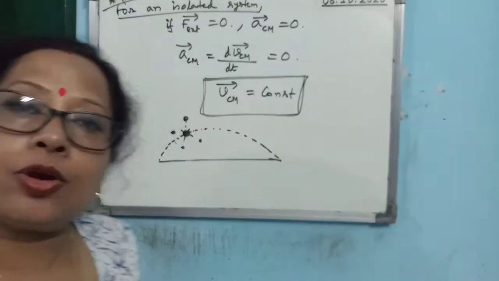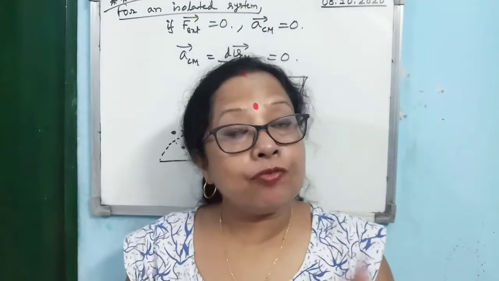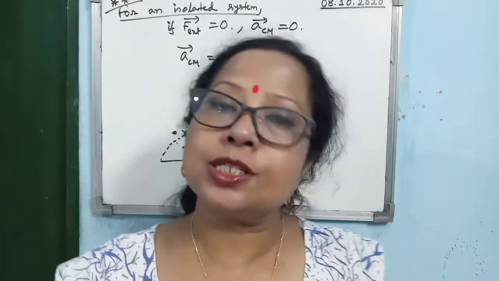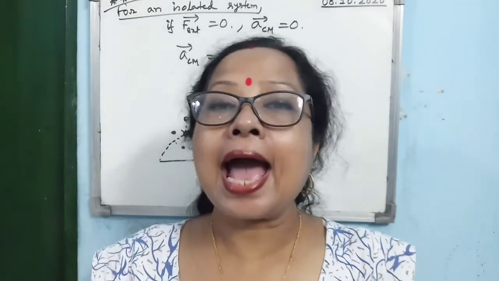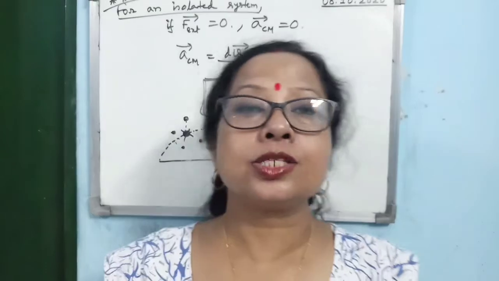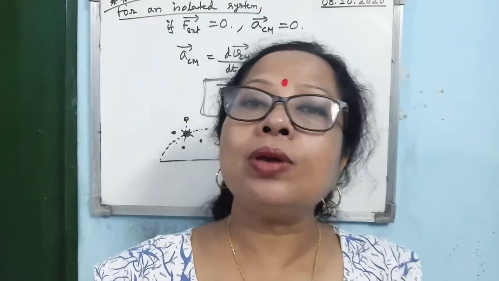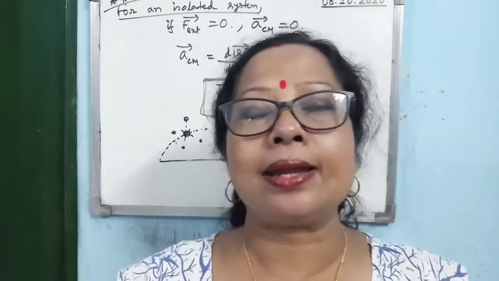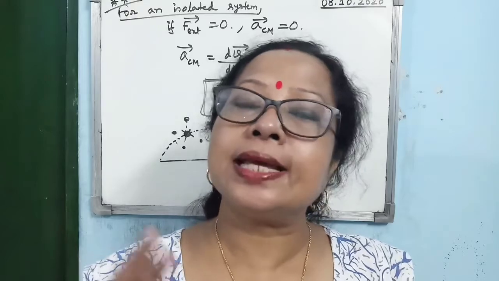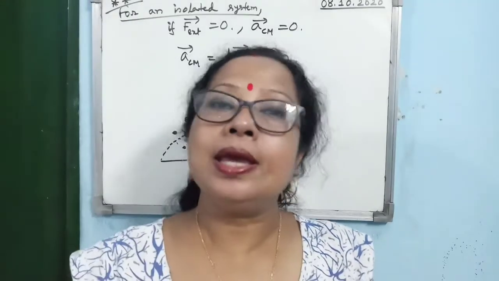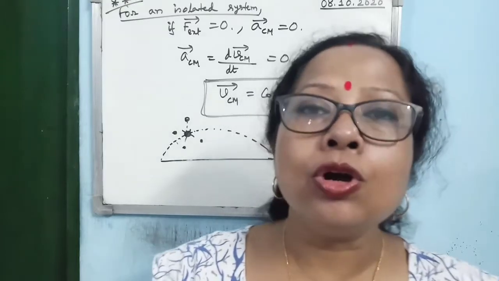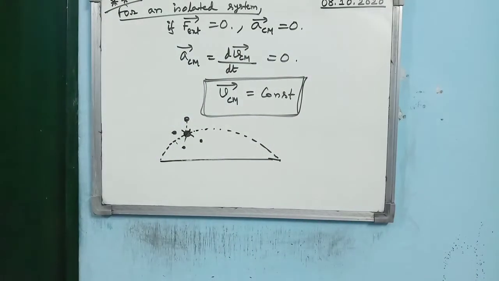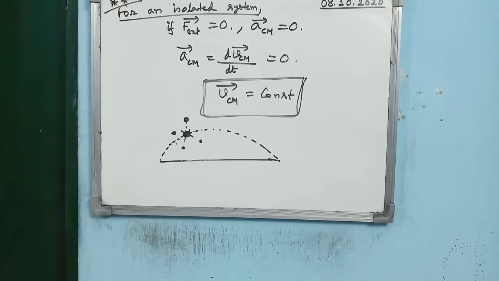Alright, in case of radioactive decay also the same thing happens. If you consider the radioactive substance before decay and after decay, as at the time of radioactive decay there is no external force acting on the system, what will happen? The fragments produced due to the decay will move in such a manner that the velocity of the center of mass of the system remains constant, means it follows the same path. Alright, so these are the practical applications of the concept of the velocity of the center of mass.